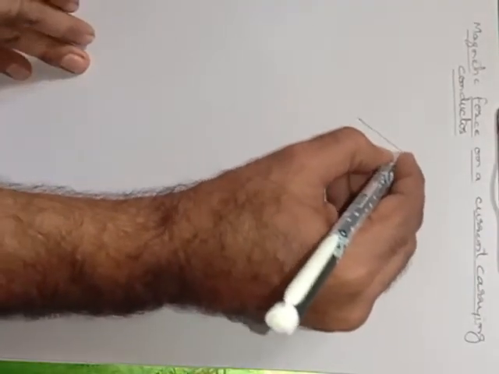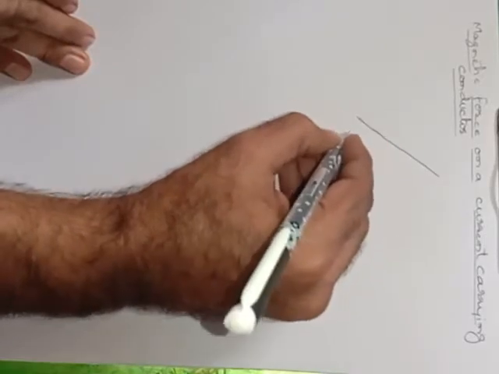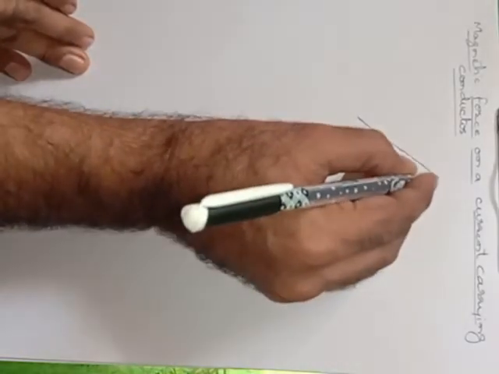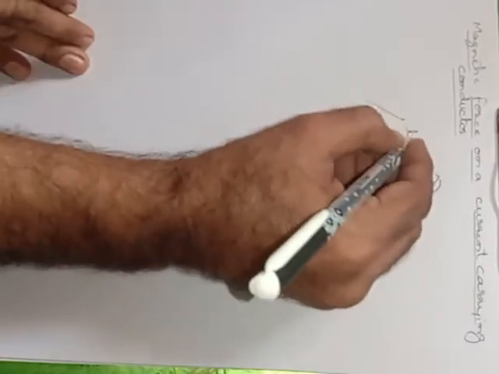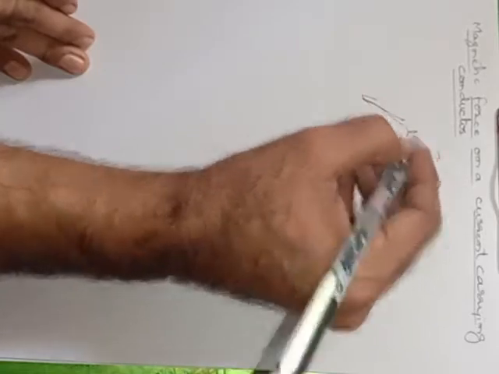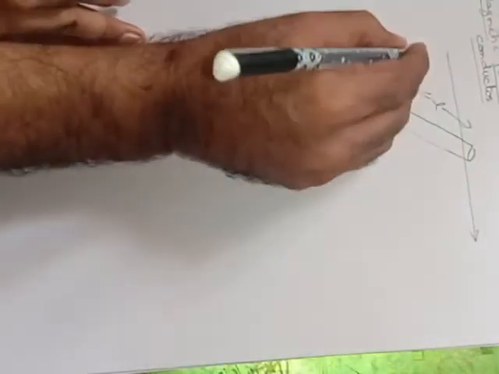Now we have to see about the magnetic force on a current carrying conductor. If we consider a wire of length L, this wire is kept in a uniform magnetic field.